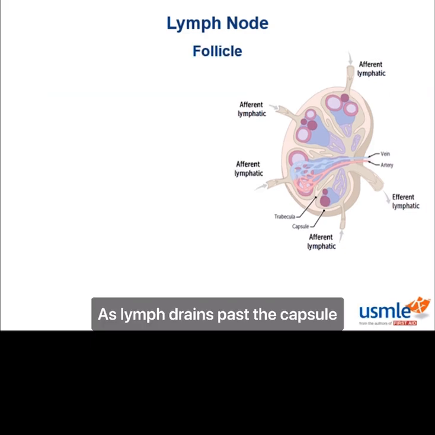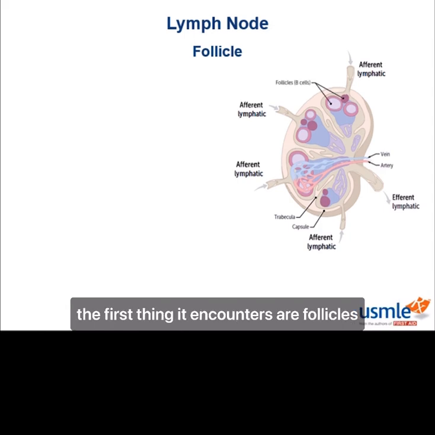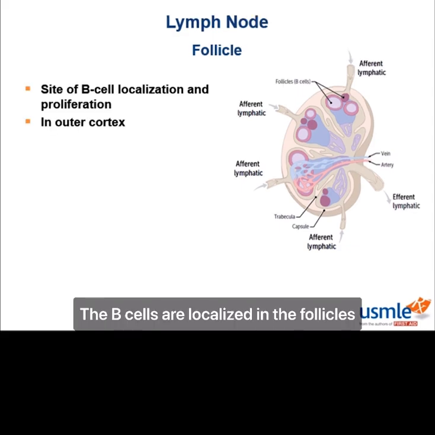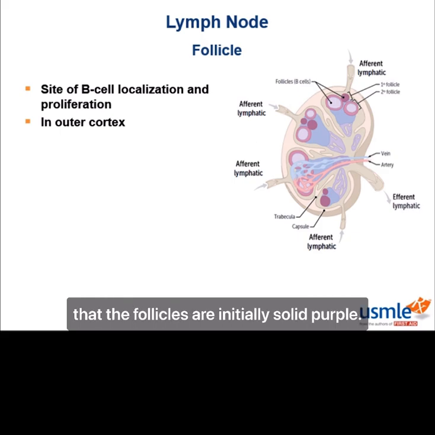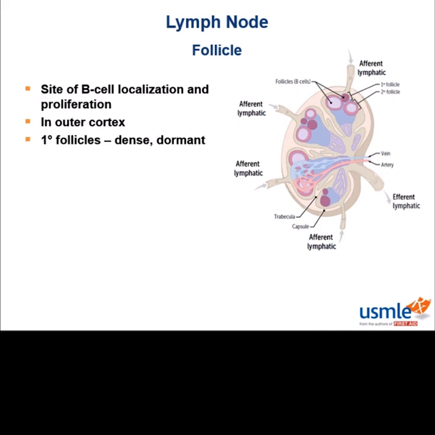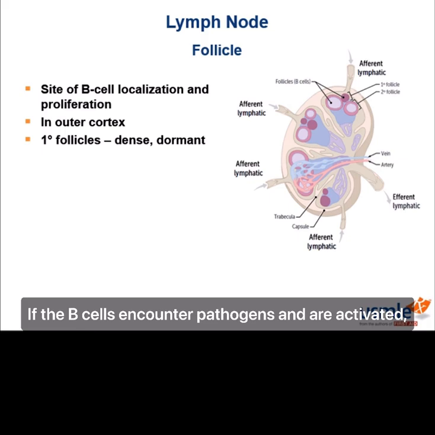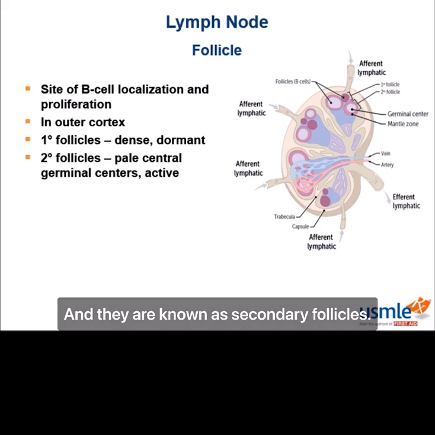As lymph drains past the capsule of a lymph node through the afferent lymphatics, the first thing it encounters are follicles within the cortex. The B cells are localized in the follicles, and they proliferate in the outer cortex. In this image, we can see that the follicles are initially solid purple, and they're called primary follicles, which are dense and dormant. If the B cells encounter pathogens and are activated, the follicles develop a light-colored center, or germinal centers, as we see in the image, and they are known as secondary follicles.